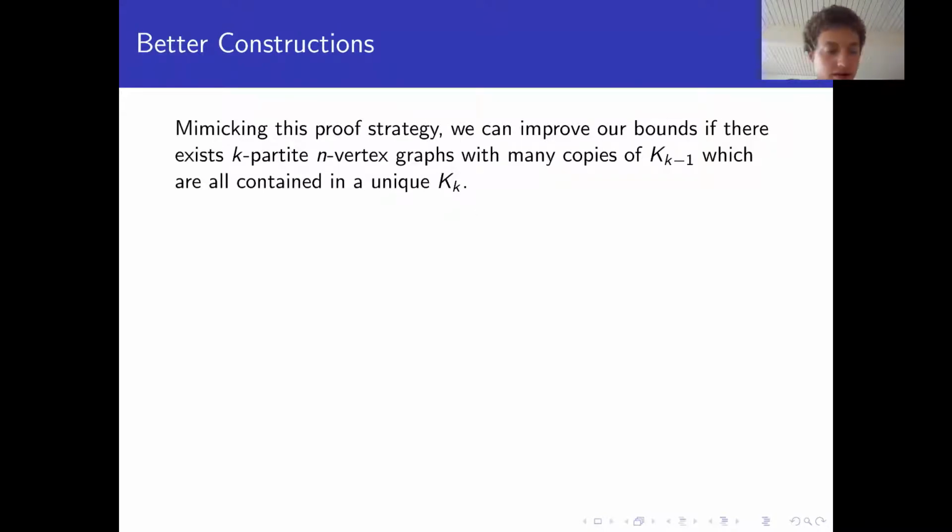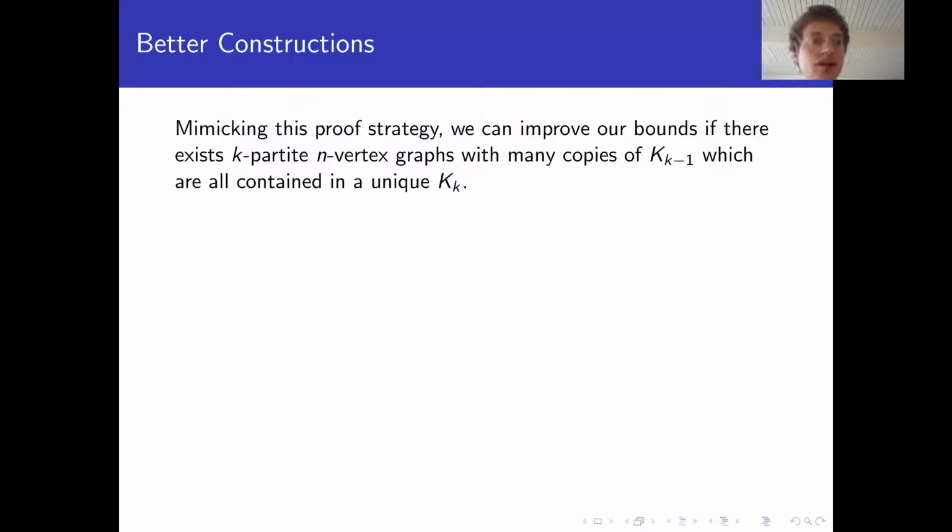And you can go through and mimic this proof and find out what would help us improve this n squared to like an n cubed or something like this. And the key thing we need is the existence of a k-partite n-vertex graph, which contains many copies of cliques of size k-1, all of which are contained in a unique clique of size k. So if you plug in k equals 3, this is exactly the parameters of the Ruzsa-Szemerédi construction that we needed.